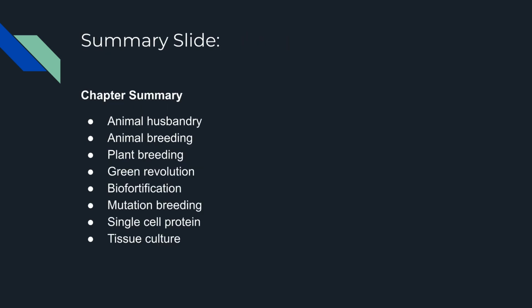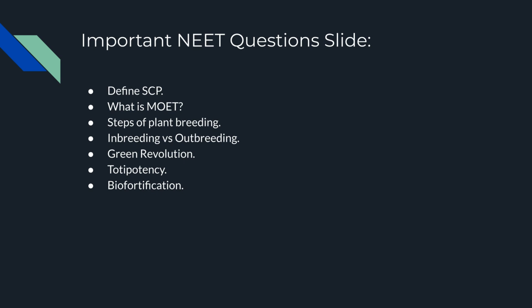In summary, this video covered key strategies for enhancing food production, including animal and plant breeding, the green revolution, biofortification, mutation breeding, single-cell protein, and tissue culture. For exam preparation, focus on defining single-cell protein and MOET, understanding the steps of plant breeding, comparing inbreeding versus outbreeding, and explaining the green revolution, totipotency, and biofortification.